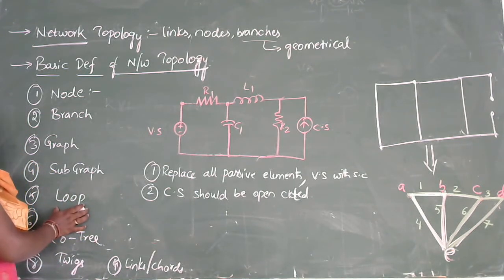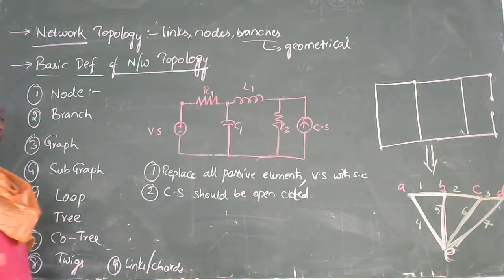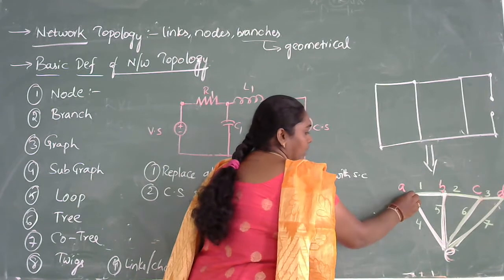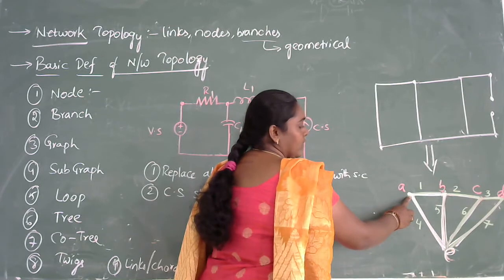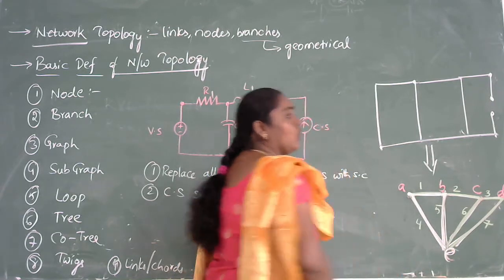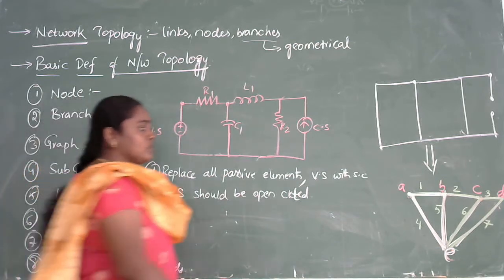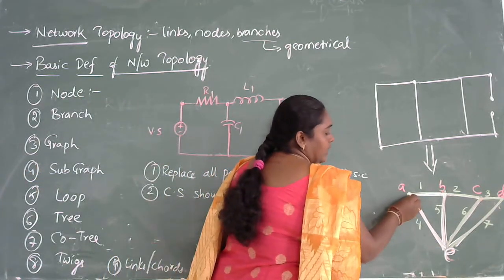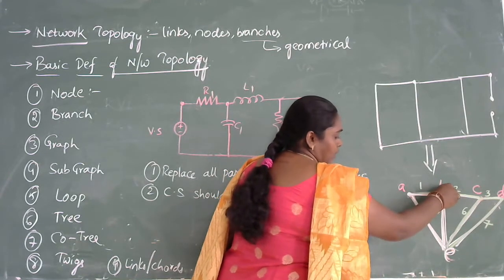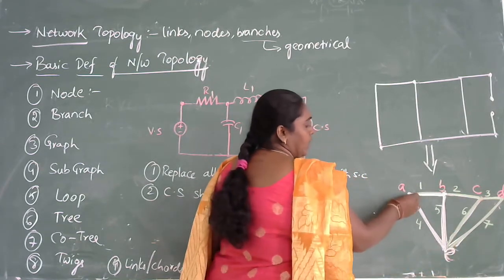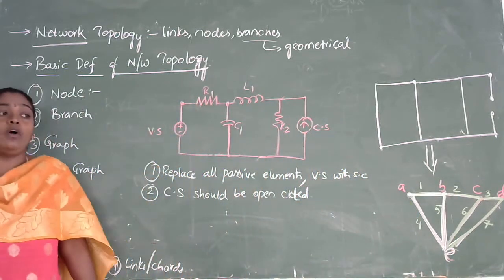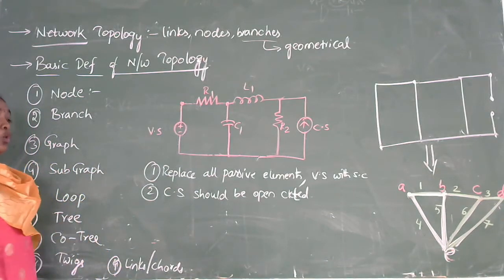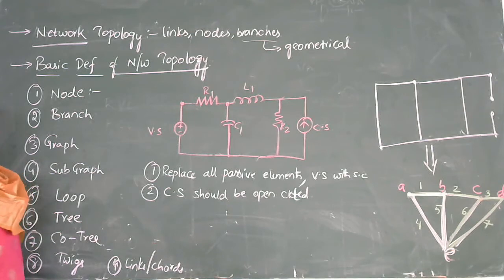The next definition is loop. A loop should start from one point and it should end at the same point. In simple words, we can say that a circle which is present in a closed path is called a loop. So here I am starting from node A, then I am traveling through the path B to E, E to A. I am starting from point A and again going back to the same point A, which is called a loop. So these are the basic definitions of network topology.